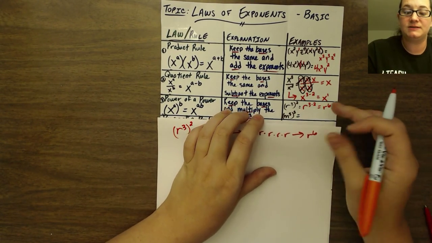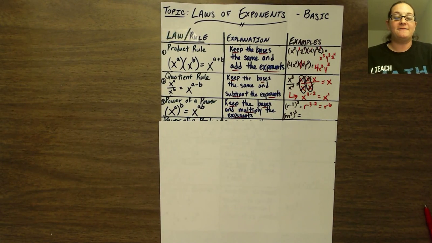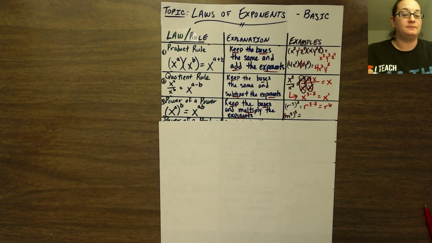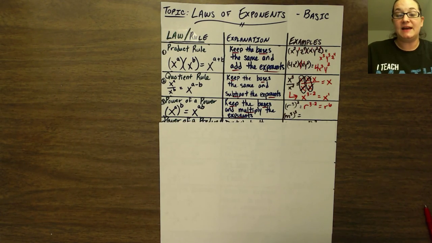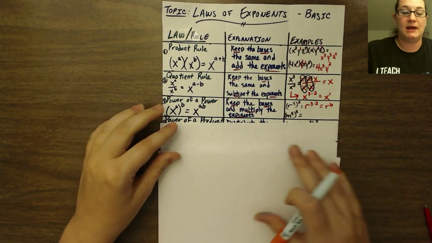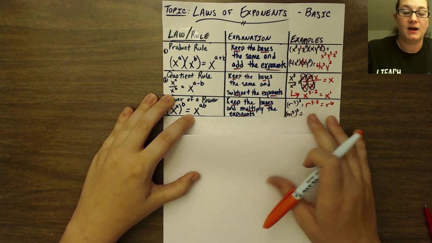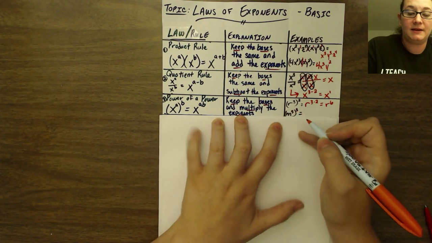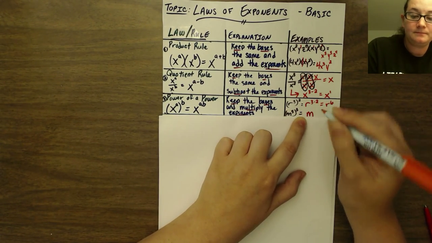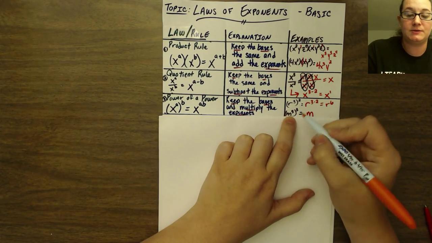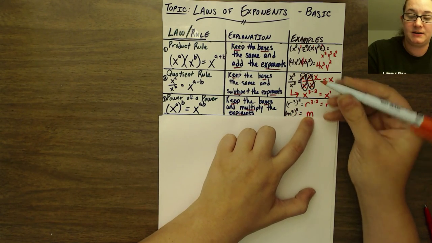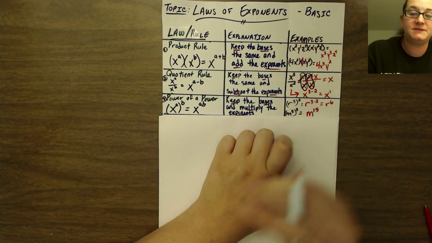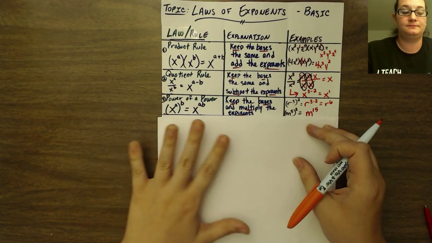So if I look at this example down here, I have m to the 5 raised to the third power. So instead of having to separate that into m to the 5, m to the 5, m to the 5, I'm just going to use the rule. So the rule says I'm going to take the same base and I'm going to multiply the exponents. So 5 times 3 is 15, so I would end up with m to the 15. And that's that rule.